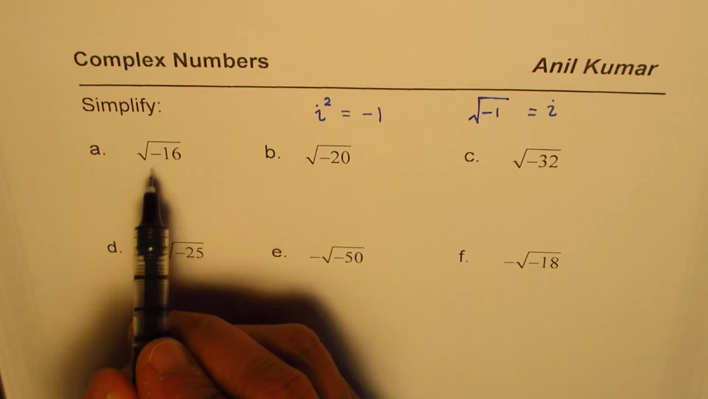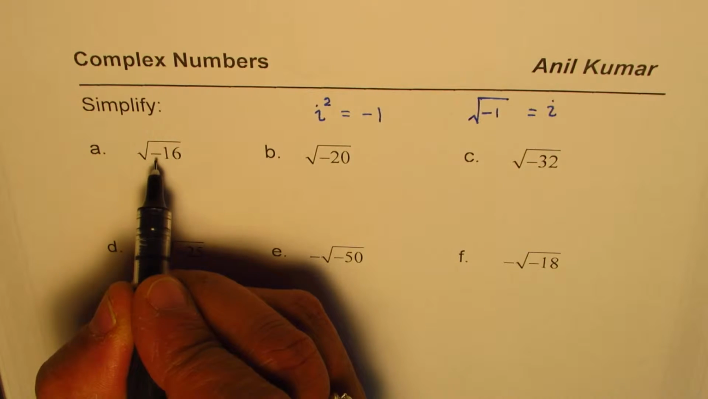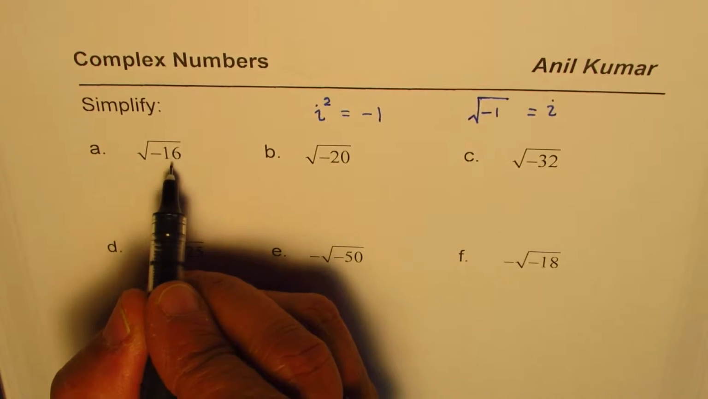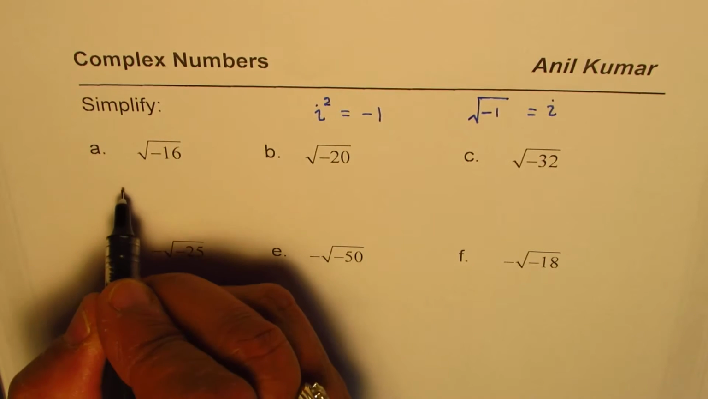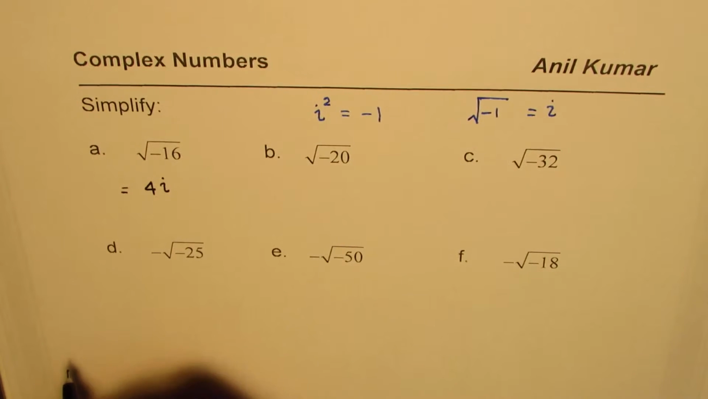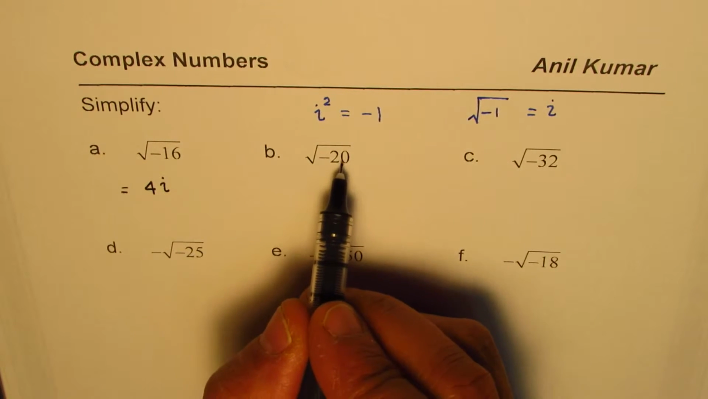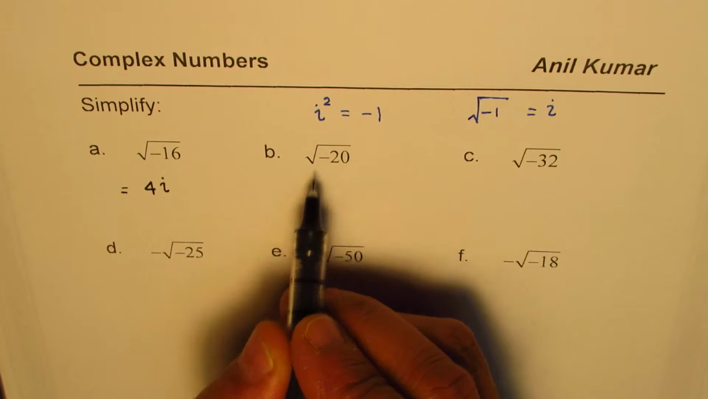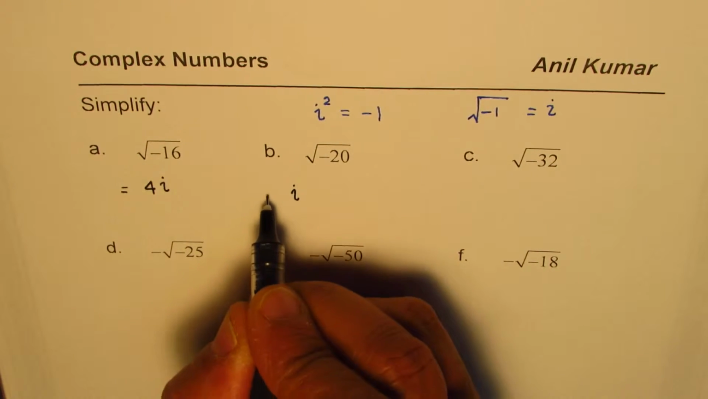We have negative inside. That means square root of this negative number should be i, right? And then we have 16, which is 4 square. So we could write this as 4i, correct? Yes. How about -20? Now -20, that negative, square root of this negative is i, so that is okay.